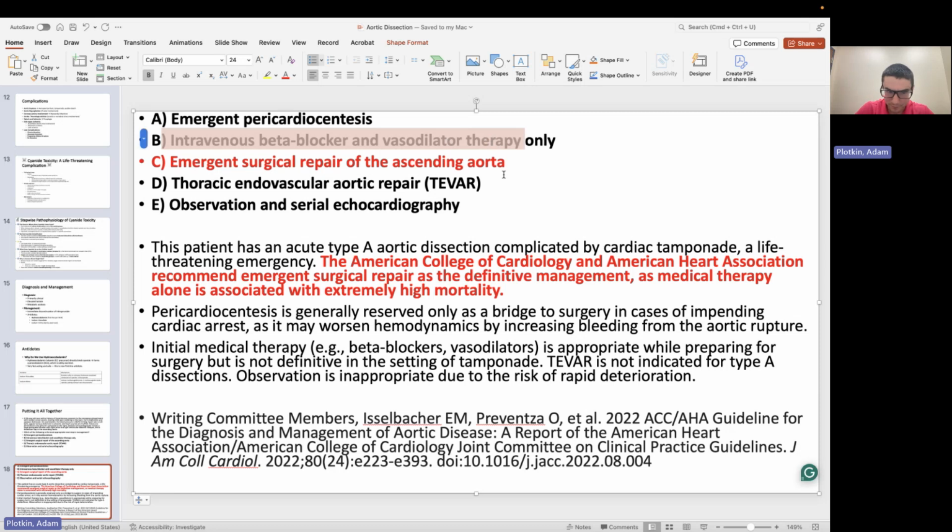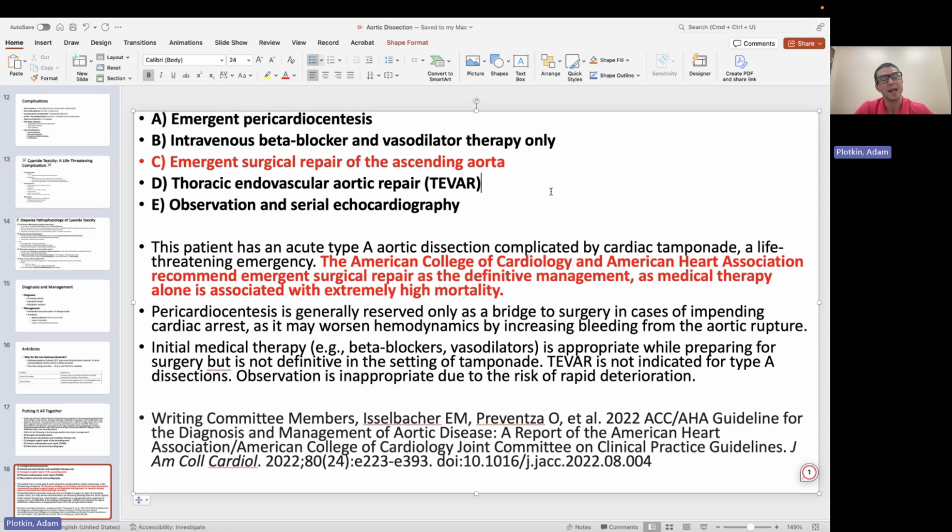Now thinking about pericardiocentesis, it's generally reserved only as a bridge to surgery in cases of impending cardiac arrest. It actually may worsen the hemodynamics by causing increased bleeding from the aortic rupture. So emergent pericardiocentesis would actually probably make things worse in this case, right?